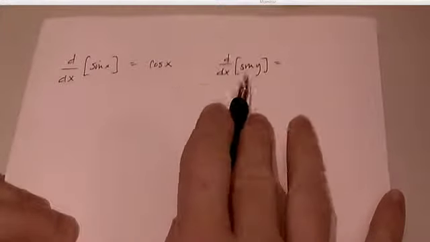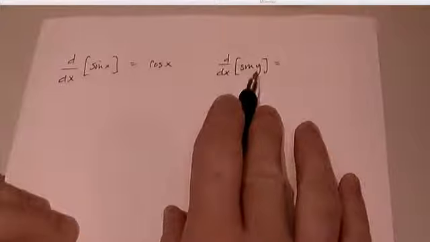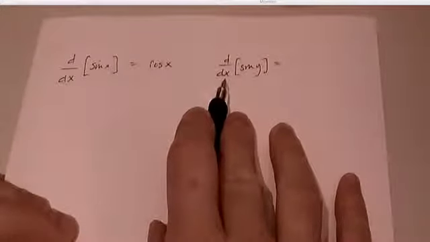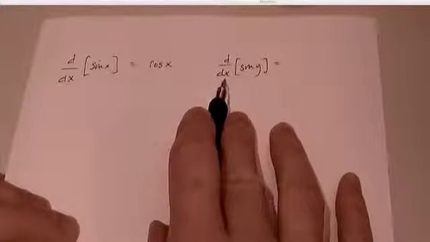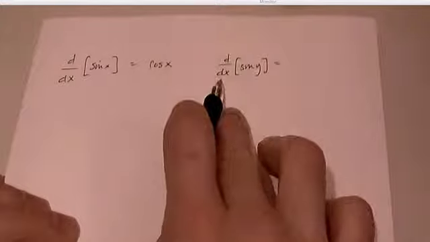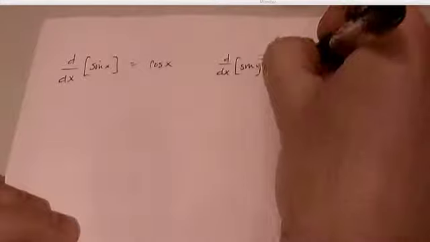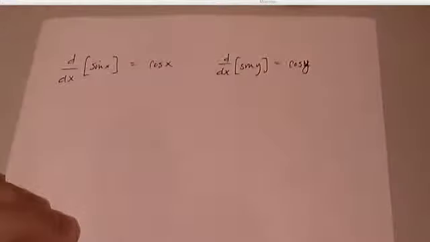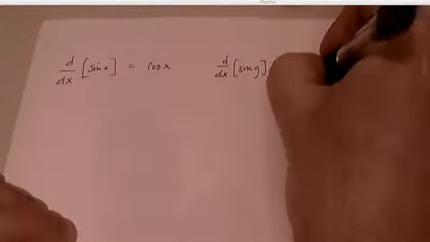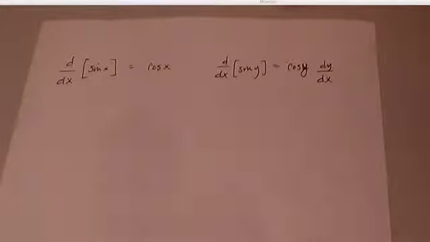I can still do this, but I have to take into account y's relationship to x, which is not explicit anymore, it is implicit. So basically this is the derivative of sine stuff. Well, the derivative of sine stuff is cosine stuff, cosine y, times the derivative of stuff. Well, I don't know that relationship, so I'm going to shorthand the derivative of stuff just by saying dy dx, or y prime if you want, okay? That is basically the long and short of implicit differentiation.